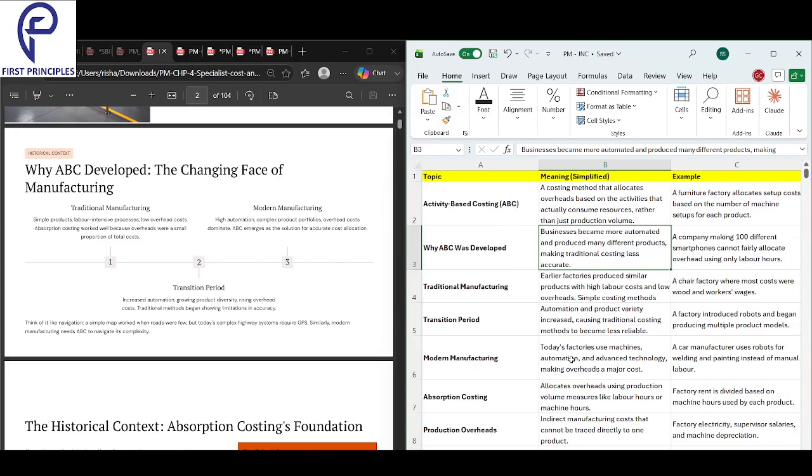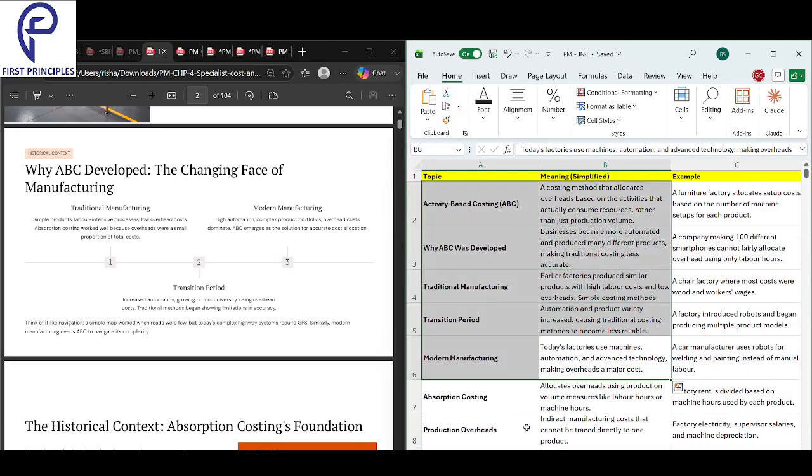First of all, what is activity-based costing? It takes your overheads and allocates them based on the activity. That is why it is called activity-based costing. Easy. Why was it needed? Because modern-day factories are producing a variety of products, and if they produce a variety of products, it becomes difficult to do the allocation. And if it's difficult to do the allocation, you needed a new method. The answer was activity-based costing.